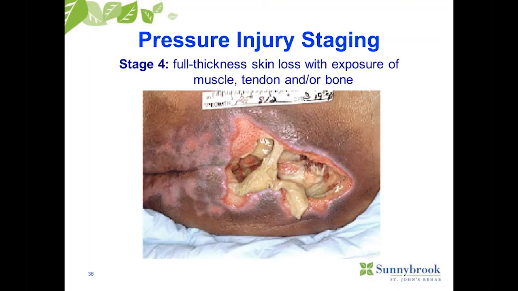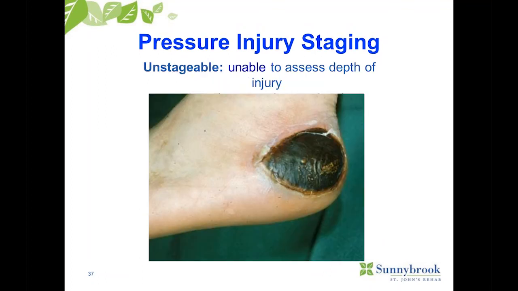And there's not usually any mistaking of a stage 4. You're through the fascia. You can see either muscle, tendon, bone, or ligament. That's a stage 4 on a coccyx. Stage X or unstageable, I don't know what's under there. And you cannot really stage it until that is carefully removed. So it's just unstageable. If you're saying you have an unstageable pressure injury, that automatically means somebody needs to debride that.